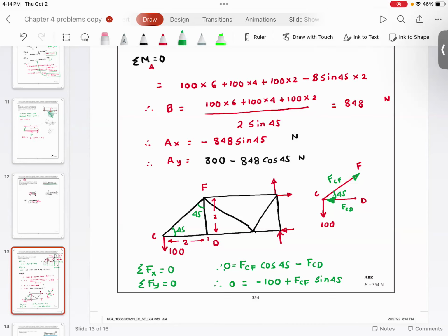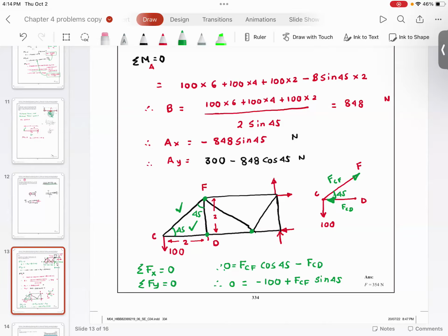Everyone understood this? Now, please note, I solved this force, I solved this force. Now, what I'm going to do is, I'm going to solve this joint, joint D. Then I'm going to solve this joint. And then I'm going to solve this joint. That way, I can find forces in this entire truss. You agree with me? This is called as the method of joints to solve the truss.